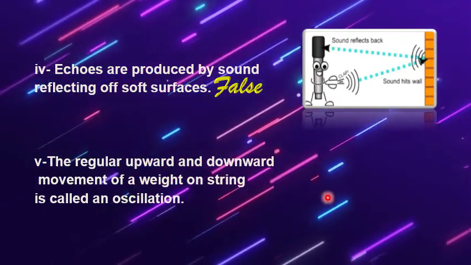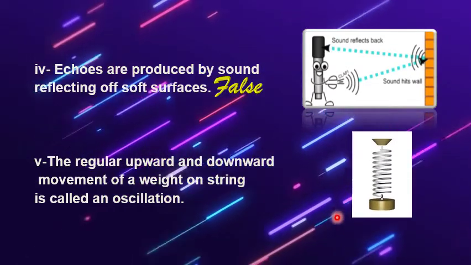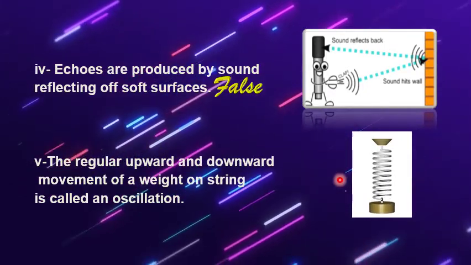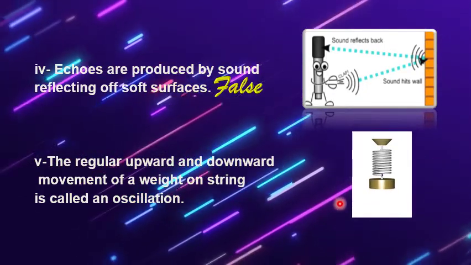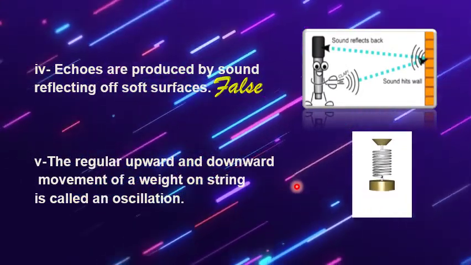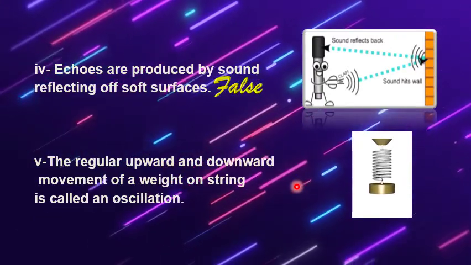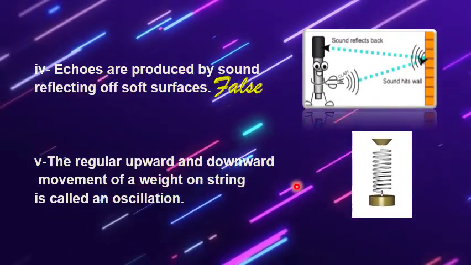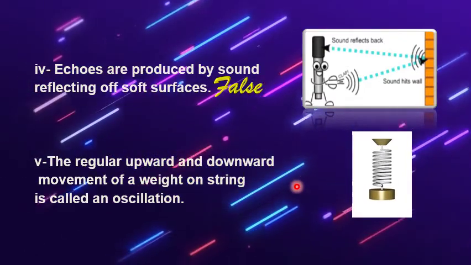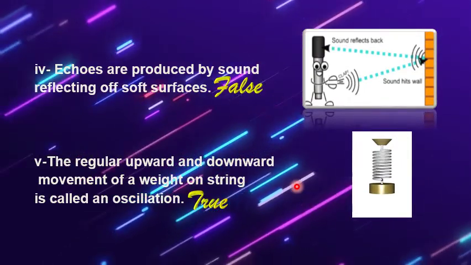So let's see. You can see the spring is moving upward and downward, upward and downward. So it is oscillating. Oscillation is upward and downward movement, backward and forward movement, same like we have studied about sound waves. So for this question number 5, yes, it is true.